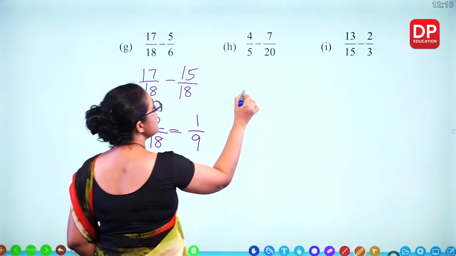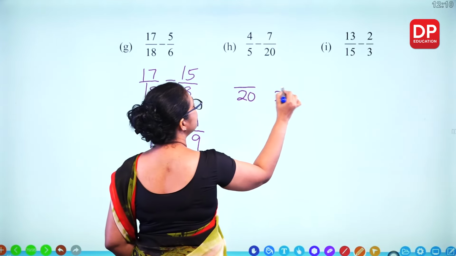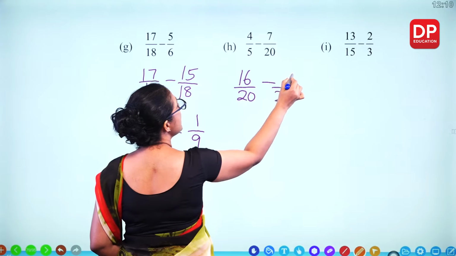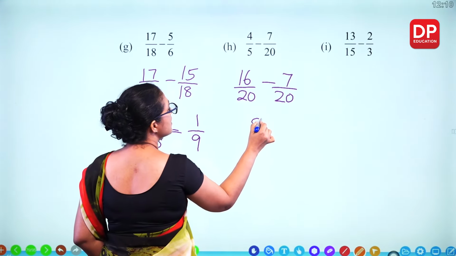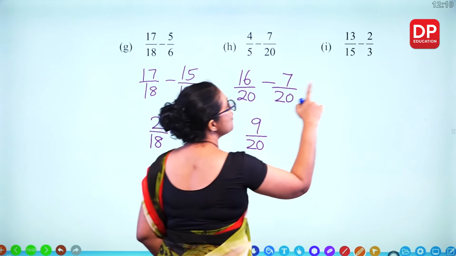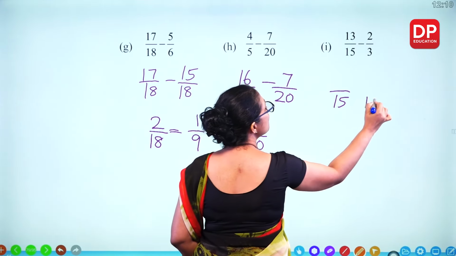5 and 20 will convert to 20. 4 times 5. 4 times 4, 16 minus 7. You get 9. 9 over 20. 15 and 3 we can convert to 15.